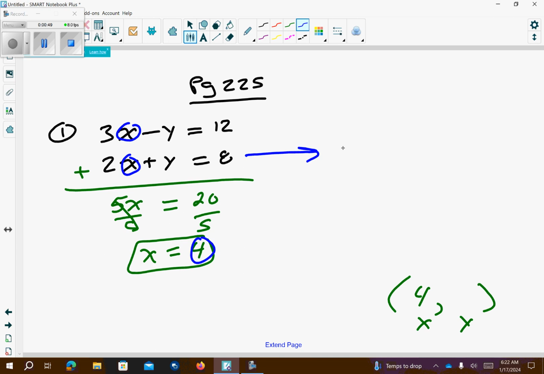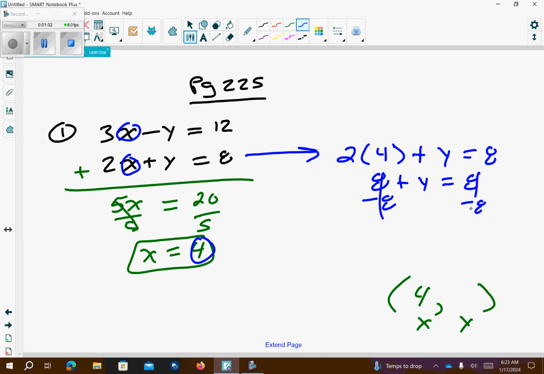So I'll choose the bottom one. There was an x there, but now it's going to be a 4. So 2 times 4 is 8 plus y equals 8. Subtract 8 from both sides. Those cancel out, so y is equal to 0. So 4 comma 0 is our solution.